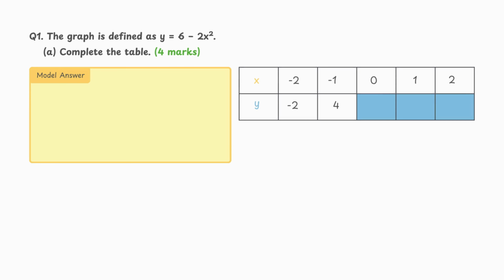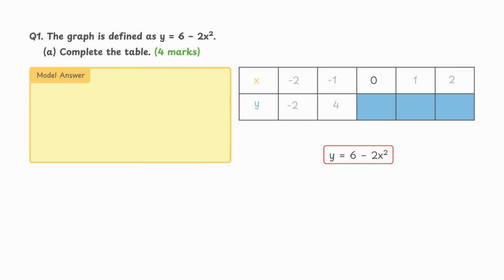We are given an equation and we are asked to complete a table of values. This means we must substitute each value of x into the equation and carefully calculate the corresponding value of y. Let's go step by step. The equation is y equals 6 minus 2x squared. Now look at the table. The x values are negative 2, negative 1, 0, 1, and 2. We will calculate y for each of these values.